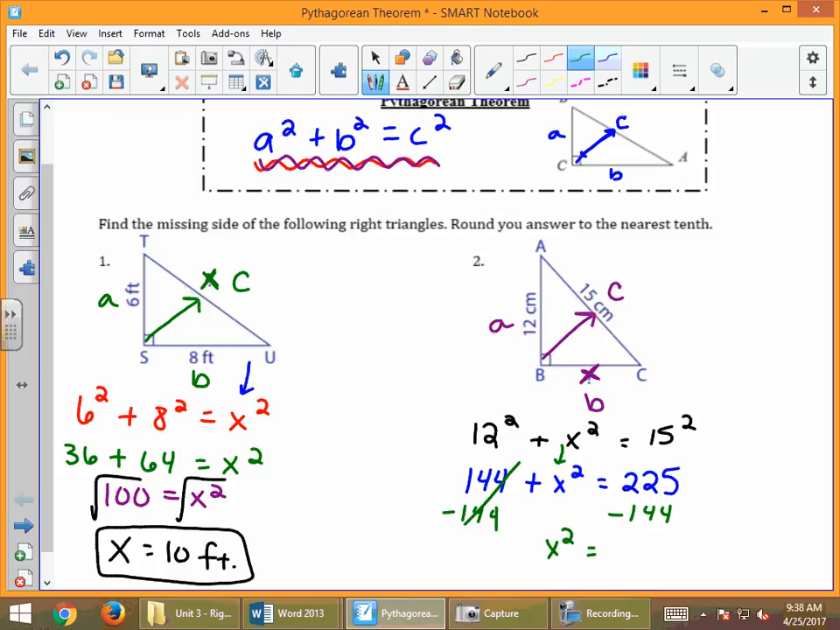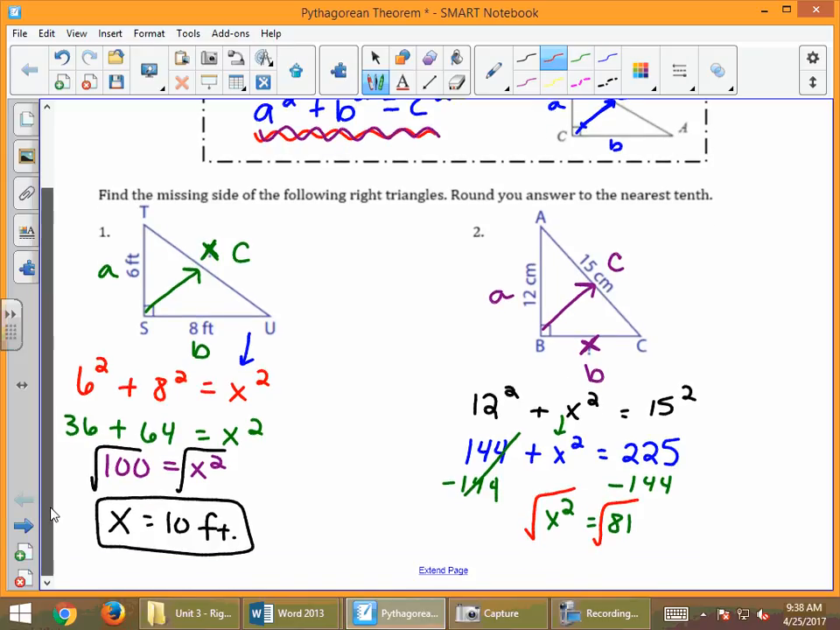225 minus 144 is 81. And again, once you get down to this point, you just have to square root both sides to get rid of the square. And the square root of 81 is 9. And if you need help with doing that, just plug it in your calculator.